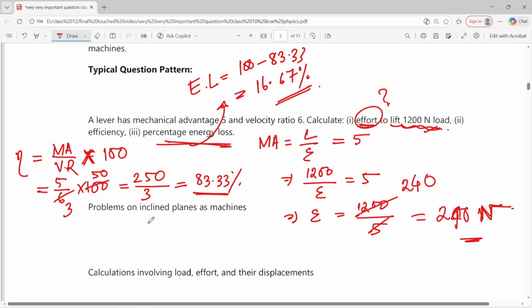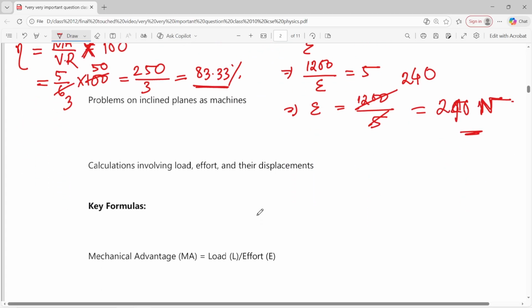So, problems on inclined planes and machines. These are very easy, but there's some angle configuration, calculation, solving load, effort, and their displacement, and pulley problems. Fixed pulley, movable pulley, single pulley. That's very important in the 2026 exam.